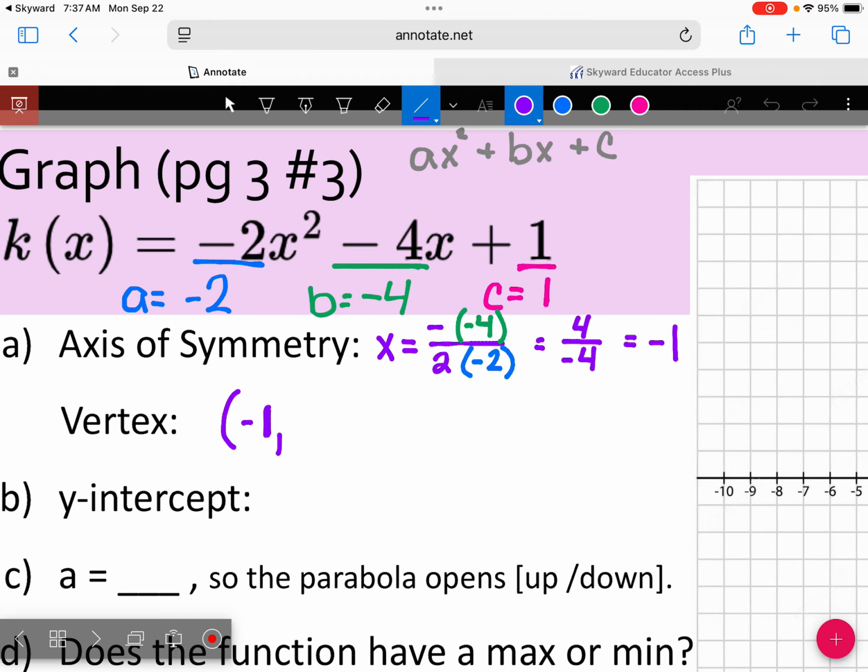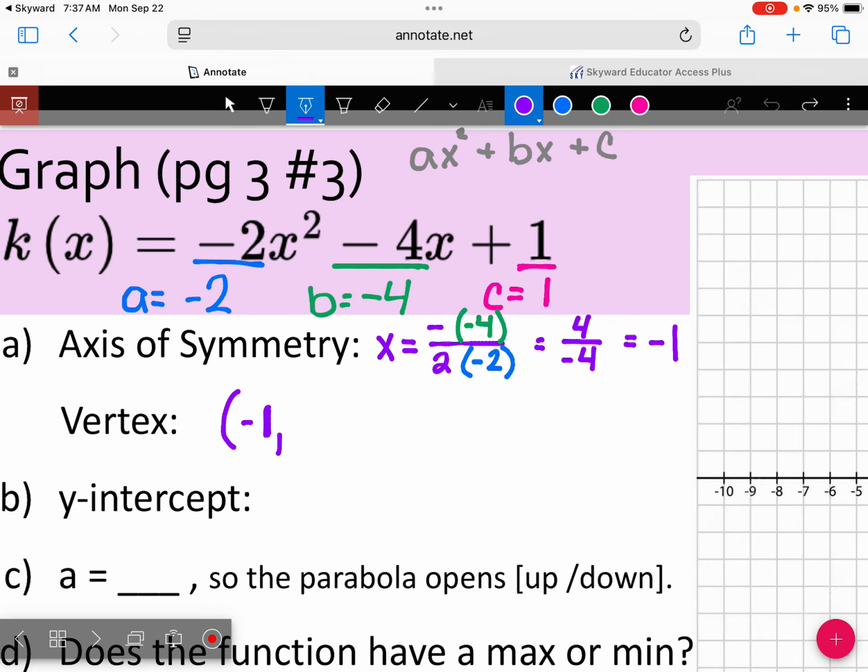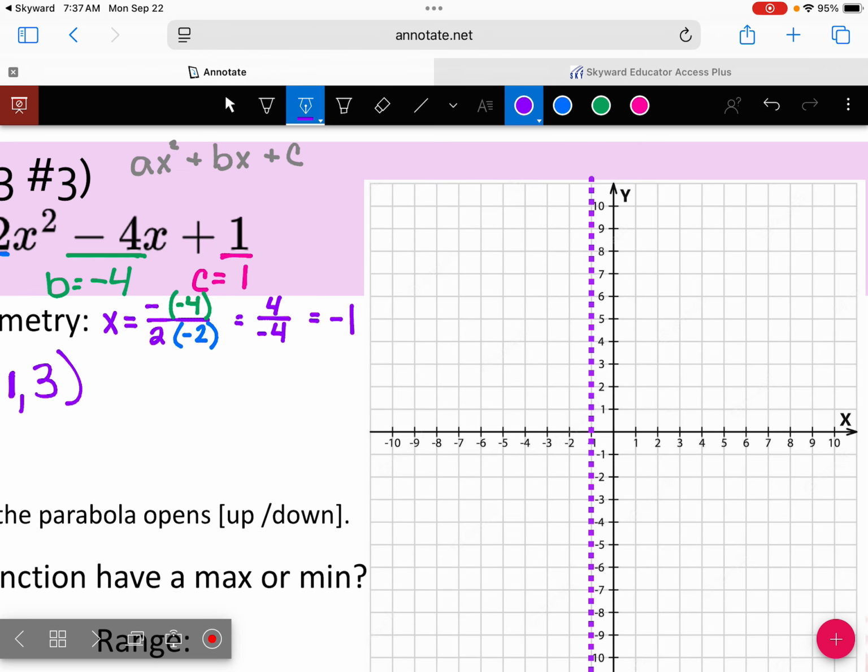So our vertex is going to be at the point -1, 3. So -1, 3, right here. This is my vertex. That is the middle. That is where it starts. That is home base.